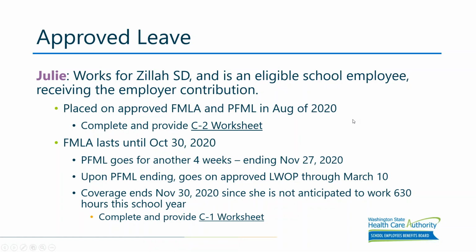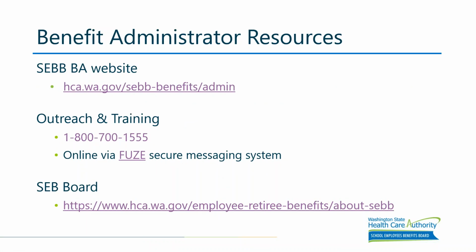So we're going to head back to our presentation and close out before we get to some questions. So just going to go through those resources that we always talk about. The SEBB Benefits Administrator website. You have outreach and training here to help you. You can send us a Fuse message for those more complicated scenarios. And if you have something more urgent, give us a call at the 1-800 number. We also have the SEBB board link for you. Highly encourage you guys to become familiar with the things they're talking about in those monthly meetings. There was just one yesterday. So the briefing book is included on the SEBB board website, so you can check out what they were talking about.